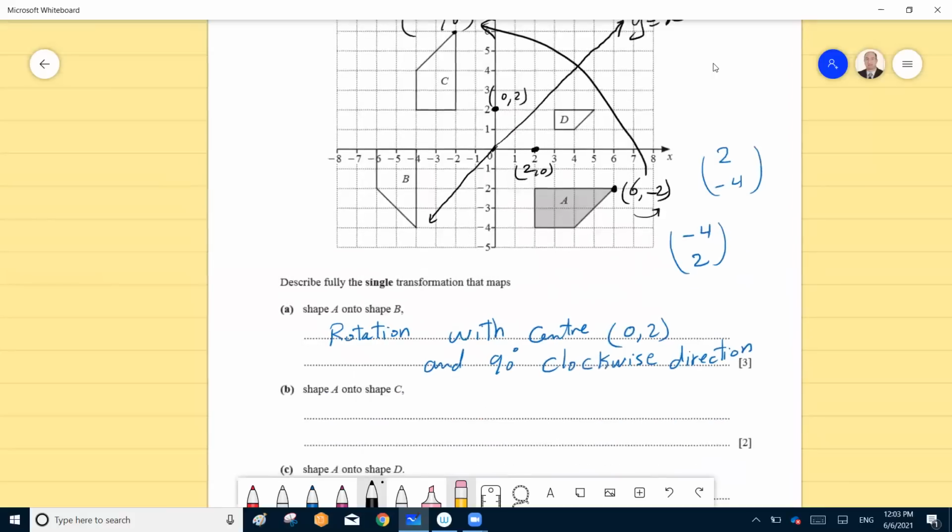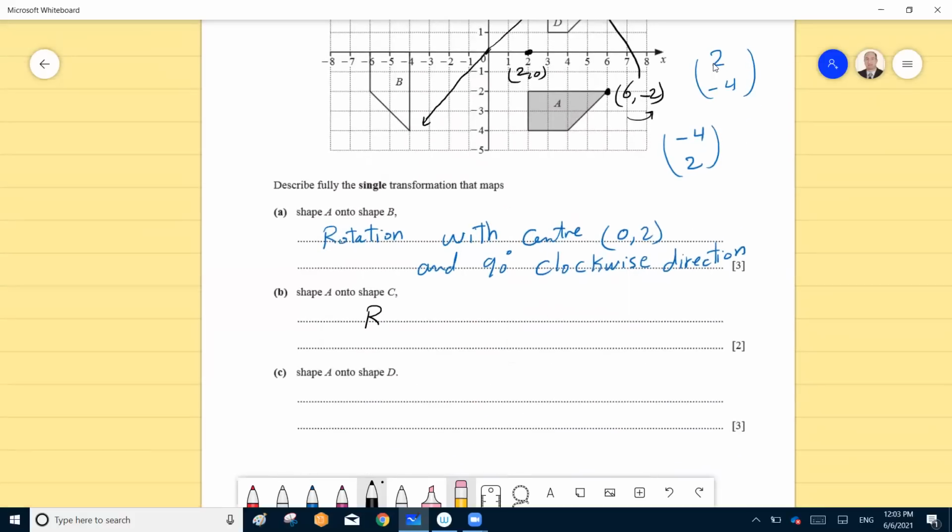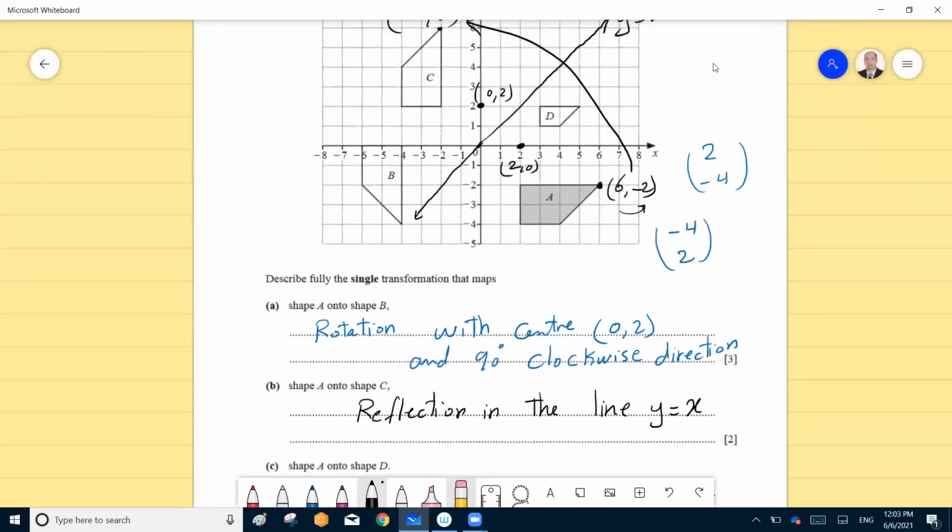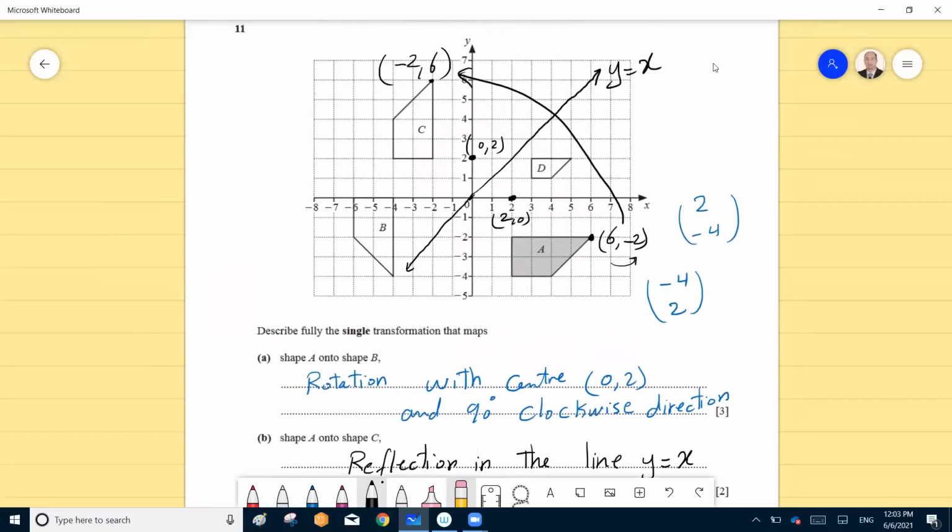So go to the answer and write: it's a reflection in the line y equals x. Shape A into shape D. Come to the graph again. A into D now is an enlargement.